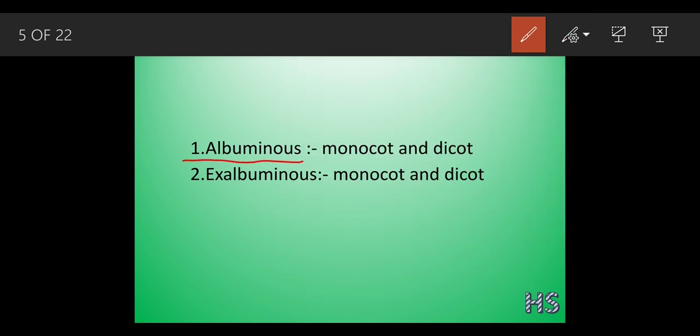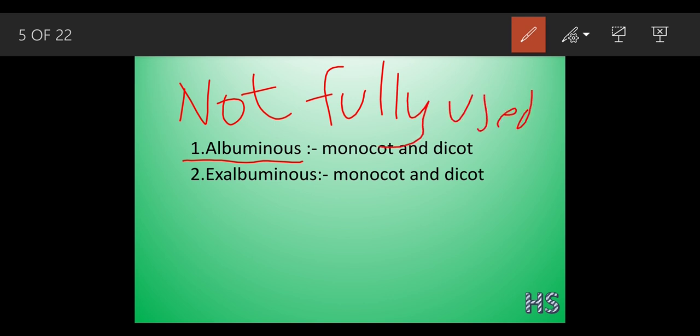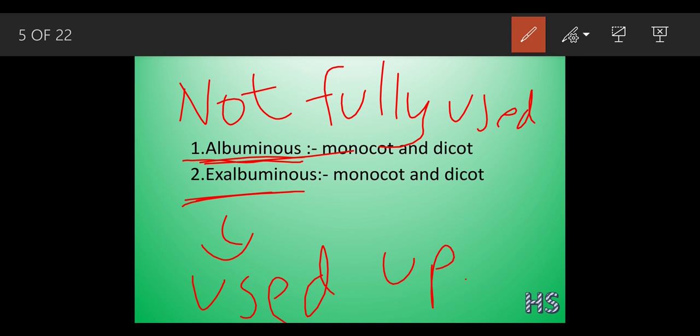In the albuminous part, the nourishment is not fully used, so that is why it is called albuminous, that is endospermic. In exalbuminous, the nourishment is fully used up. So as the nourishment is fully used up, where does it get stored? It gets stored in the cotyledon part. That is why the cotyledon seems to be thick and fleshy, like in a mango. You can see it here in the mango also.